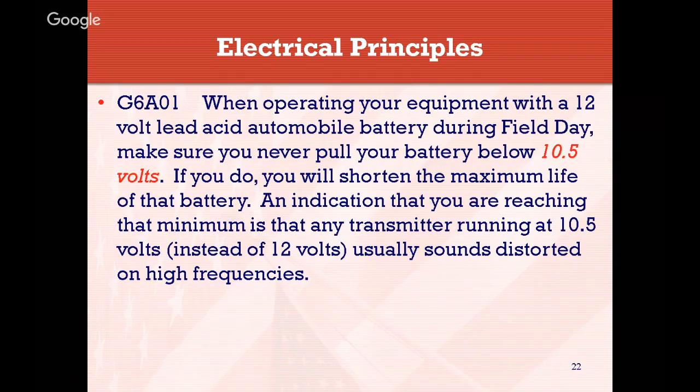When operating your equipment with a 12-volt lead-acid automobile battery during field day, make sure you never pull your battery below 10.5 volts. You'll notice that a lot of times hams will have a meter attached to their battery, and they're keeping an eye on that. And if they're transmitting and it pulls that battery below 10.5 volts, it's time to charge that battery, because you really don't want to cause a condition that will shorten the life of your battery.